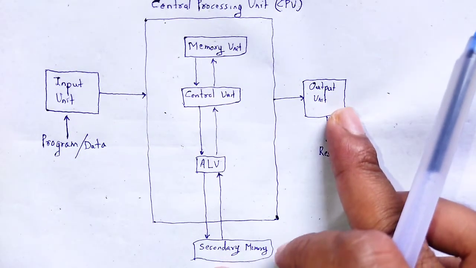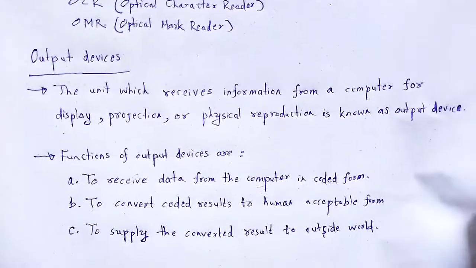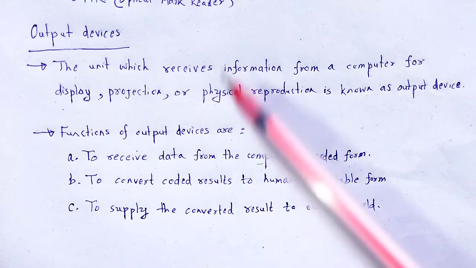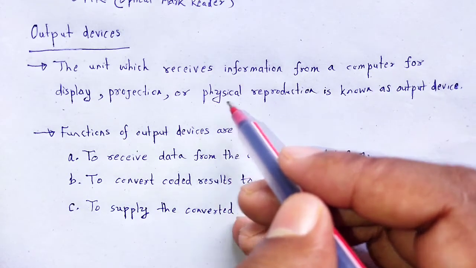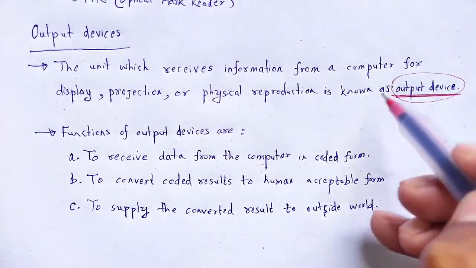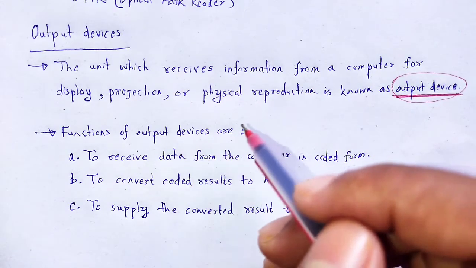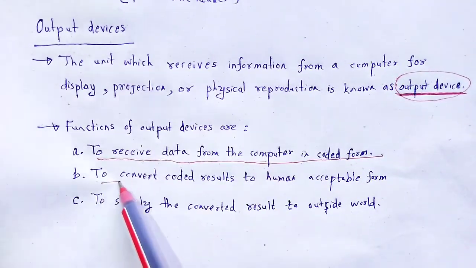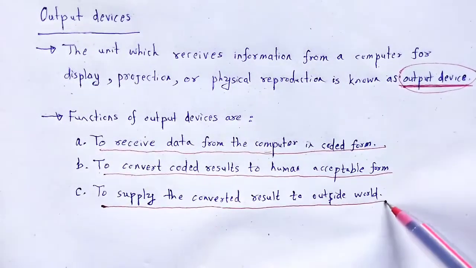Next, the output unit, performed by output devices. The output device is the unit which receives information from a computer for display, projection or any kind of physical reproduction. It has a number of functions: to receive data from the computer in coded form, to convert that coded result to human acceptable form, and supply that converted result to the outside world.